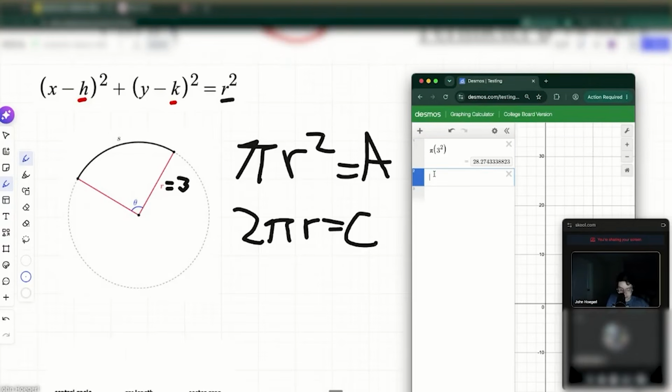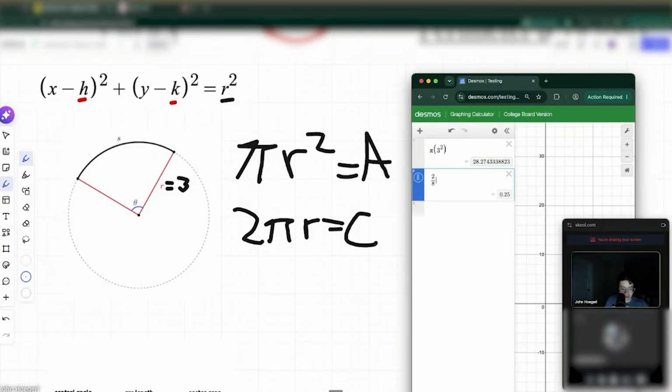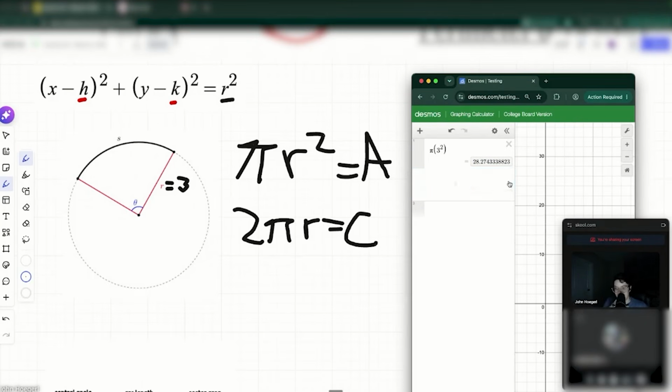And so if we're looking at 25% of that, I could just literally put in Desmos 25% of that, which would be 7 point, yeah, that stuff. I could also just say here, if I want to, 2/8 of that, which would just be, yeah, 7.06.